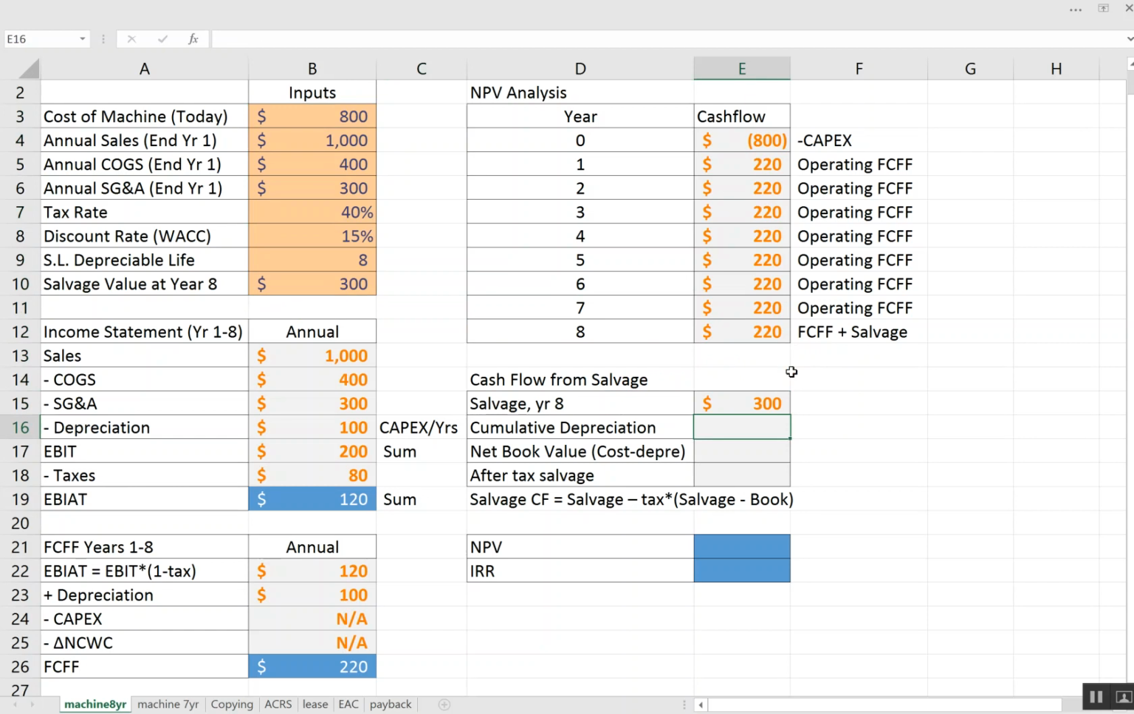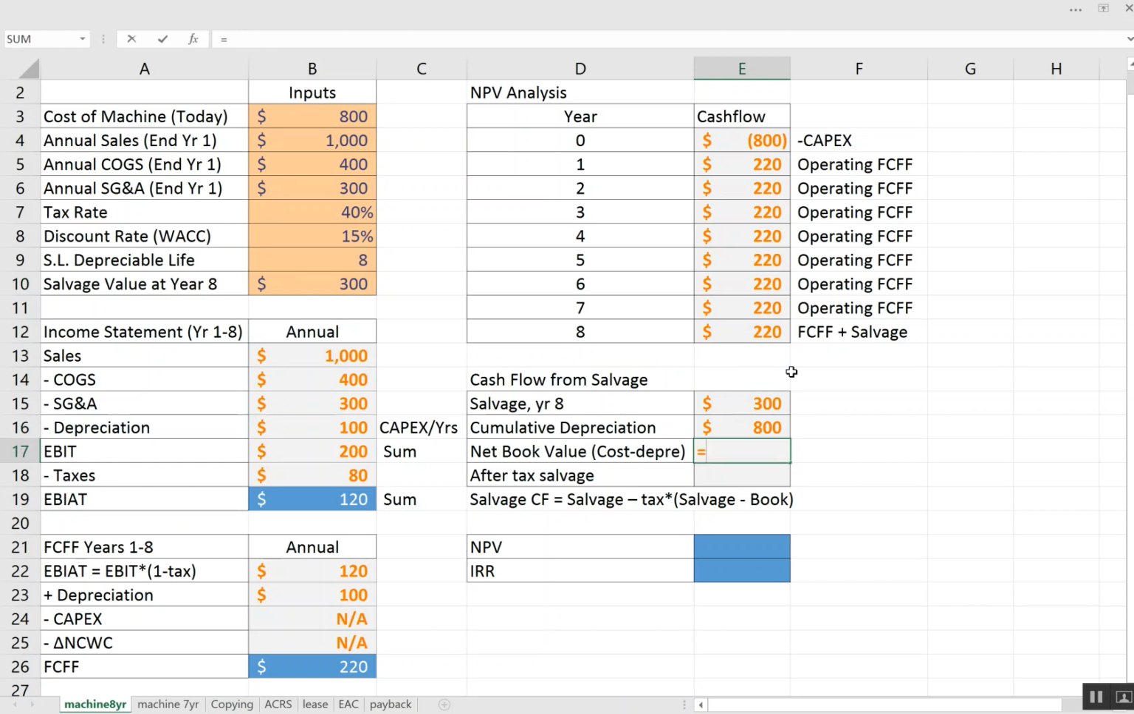Then we're going to calculate the tax on our salvage at the end of the 8 years. So again, all I'm doing is selling that piece of equipment at the end of its life in this case. Now my cumulative depreciation, I'm depreciating $100 a year for 8 years. It has $800 cumulative depreciation.